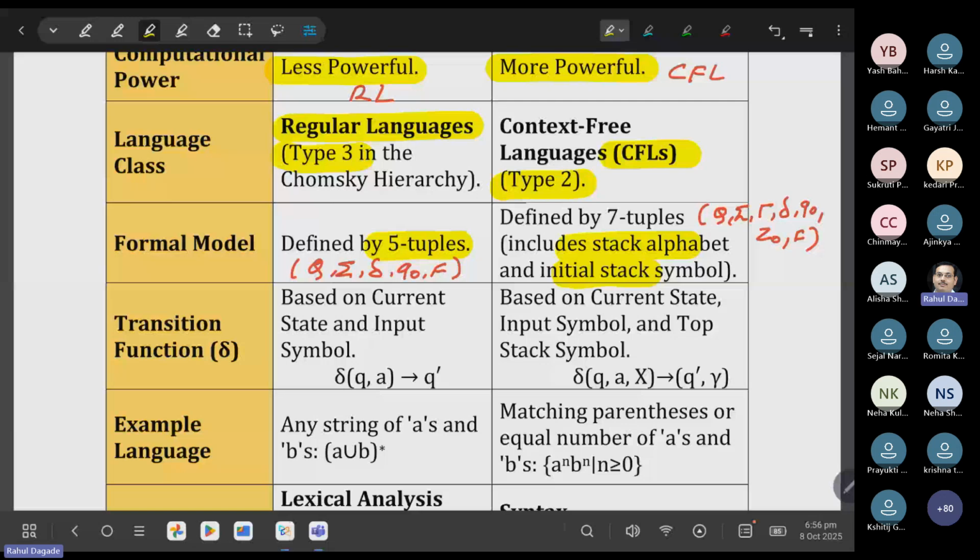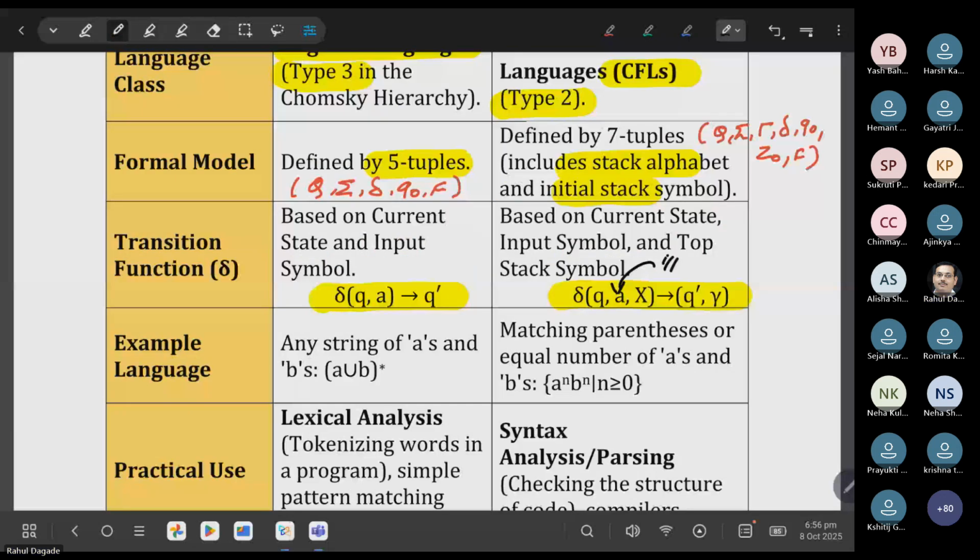Transition function. So how is the transition function written in FA? It is delta of Q, A goes to a new state Q dash, whereas here delta of Q, A, X goes to Q dash, gamma. So here it is a state, an input, and a stack symbol. So those extra things are there.